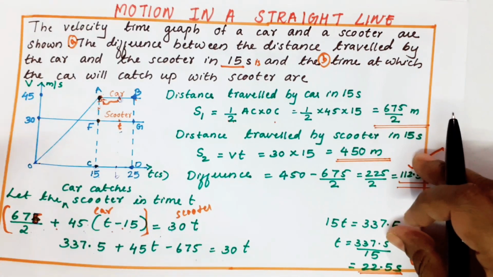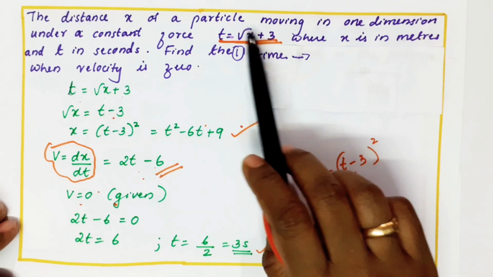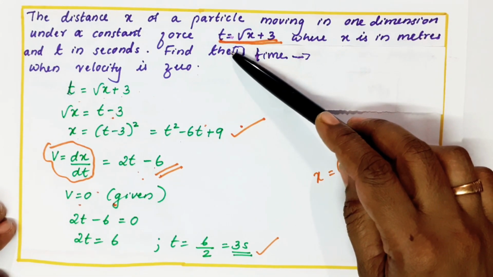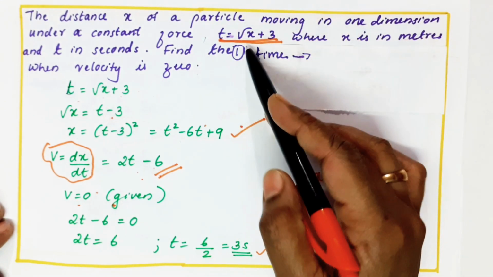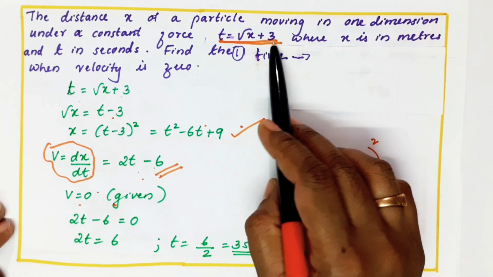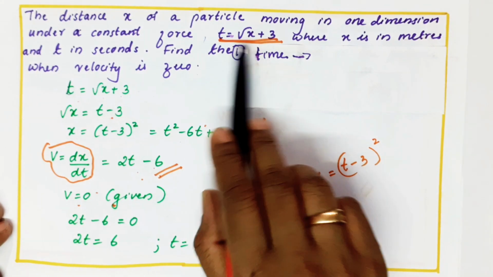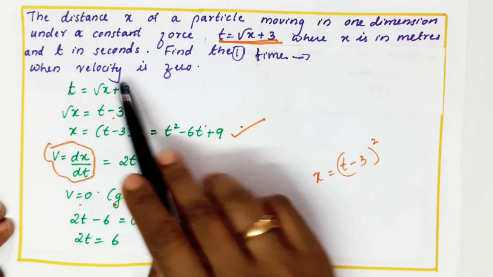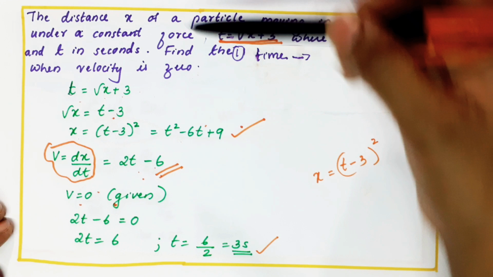The next question. The distance x of a particle moving in one dimension under a constant force is given by t equals root over x plus 3, where x is in meter and t is in second. They gave the time t like this. We need to find the time when the velocity is 0.